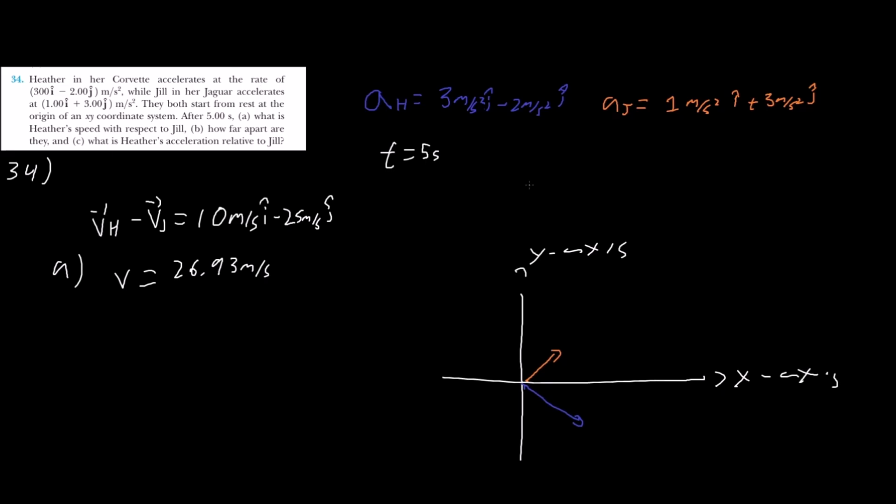Let's move on. What's part B? How far apart are they? What I'm going to do instead, folks, is take the magnitude of Heather's acceleration and the magnitude of Jill's. Let's get those values. The magnitude for Jill is the square root of 10 meters per second squared, and the magnitude for Heather is the square root of 13 meters per second squared.